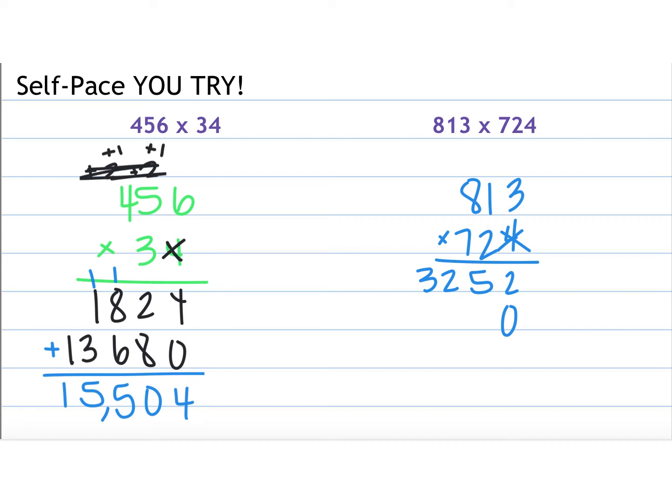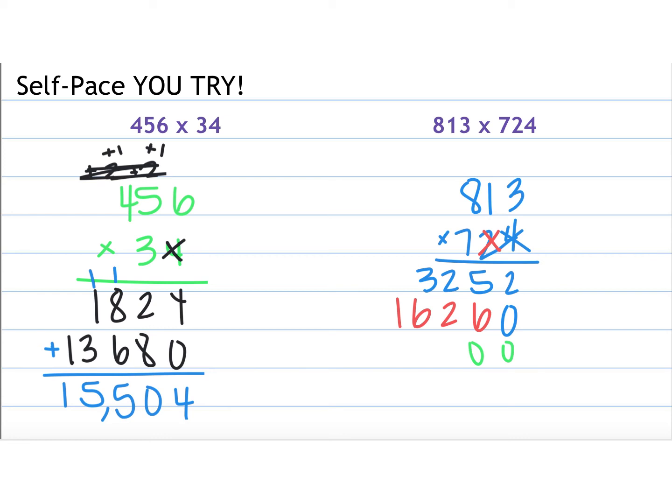2 times 3 is 6. 2 times 1 is 2. 2 times 8 is 16. Done with the 2. Now I'm moving over to the 7. The 7 is the hundreds place, so we're going to fill in the 1s and the 10s with a 0. So 2 spots. Now multiply 7 by everything across the top.